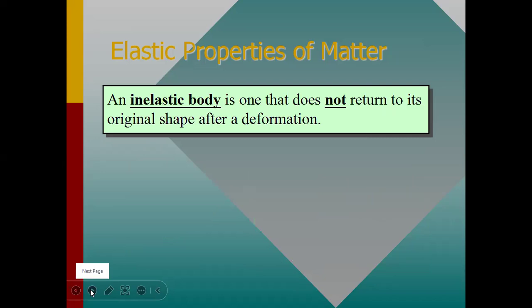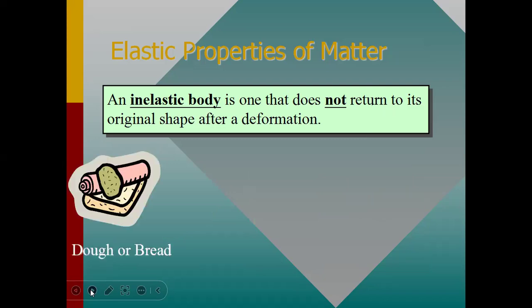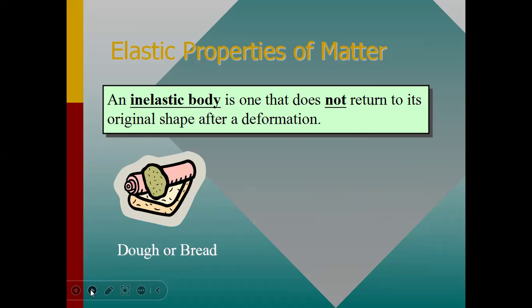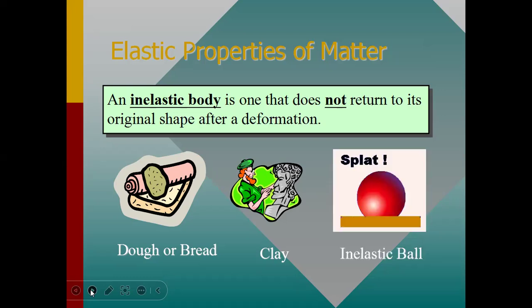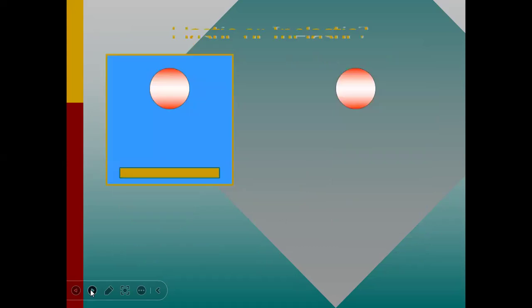Now, an inelastic body, that means a plastic body, is one that does not return to its original shape after deformation. Suppose bread, if we cut the bread, will not get back its previous shape. And clay also, if we make a statue with clay, and after giving force the shape is changed, but after removing force, we cannot get the original shape of the clay. So this is also an inelastic body.